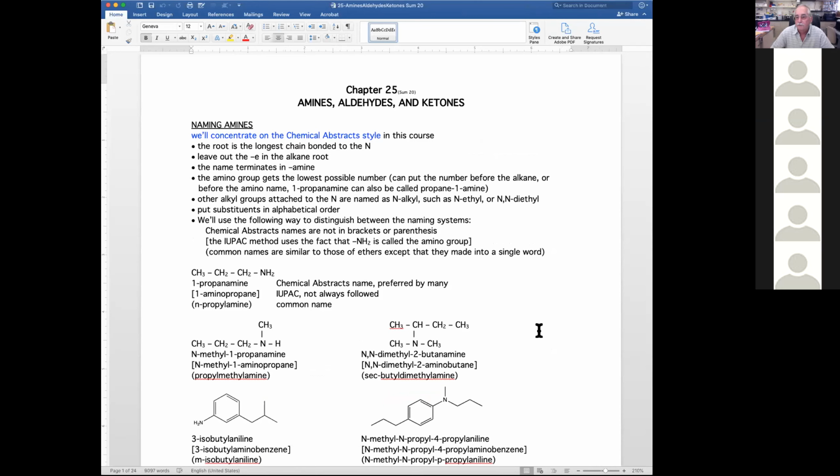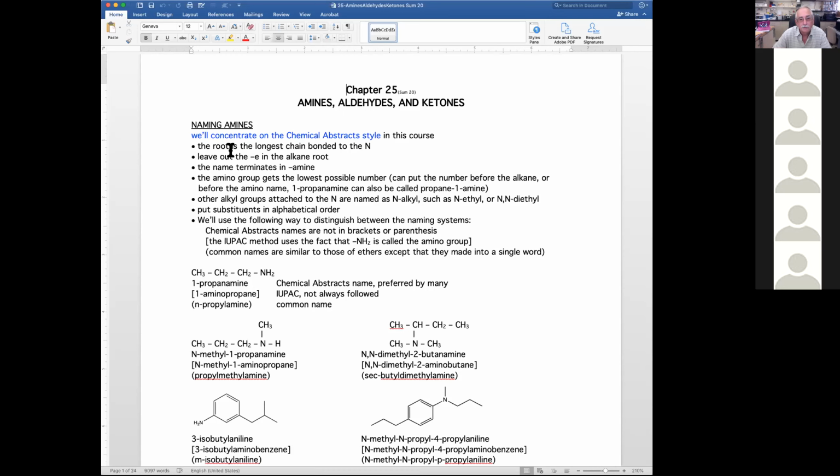So chapter 25 is the first chapter in unit 2. When it comes to naming amines, there's several different styles that are in use, and we'll concentrate on the Chem Abstracts style. The Chem Abstracts style is an American Chemical Society style that is used in all their publications.